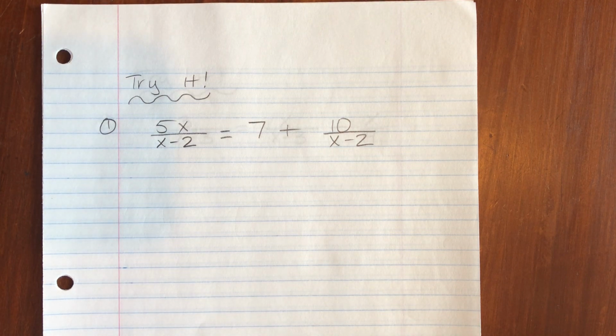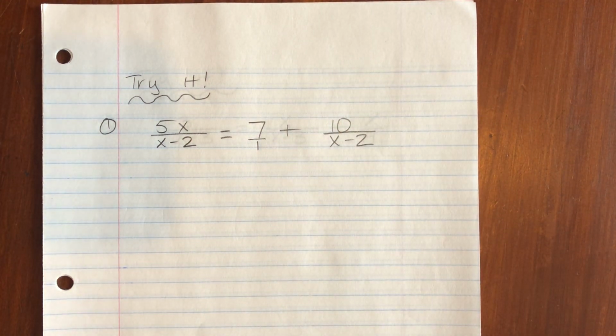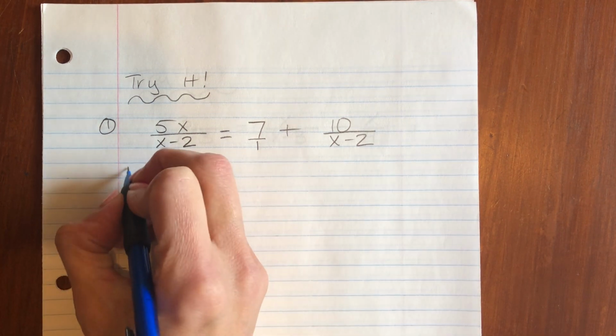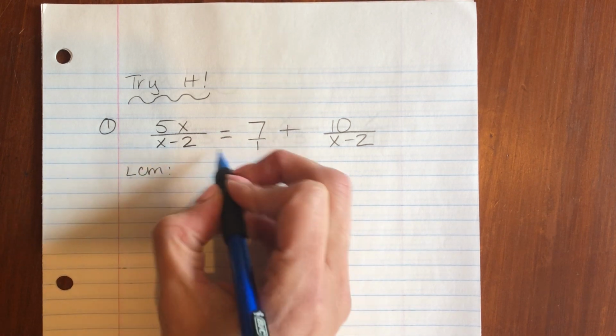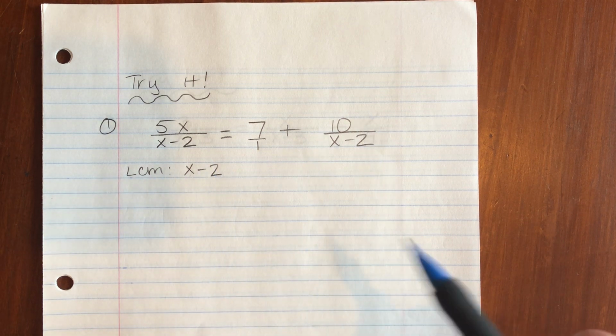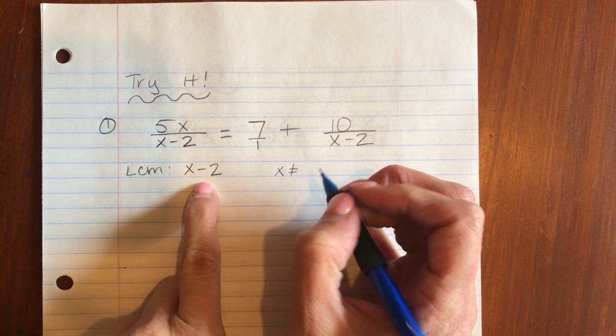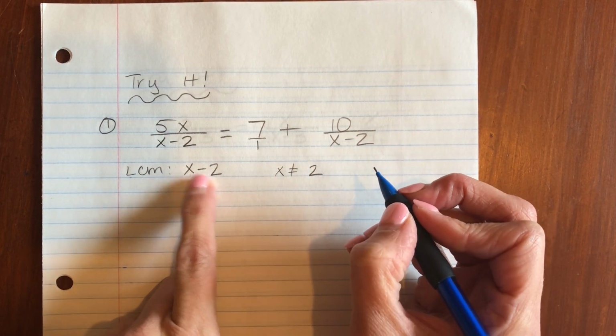Okay, so the first thing you need to do is factor the denominators, which we're good to go there. And then we use those denominators to find the LCM. So my LCM is x minus 2. Now I want to find my domain, so I'm going to use that LCM to find the domain, which is x cannot be positive 2. 2 minus 2 is 0.